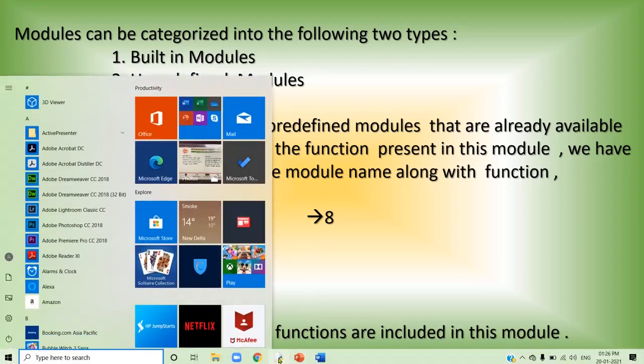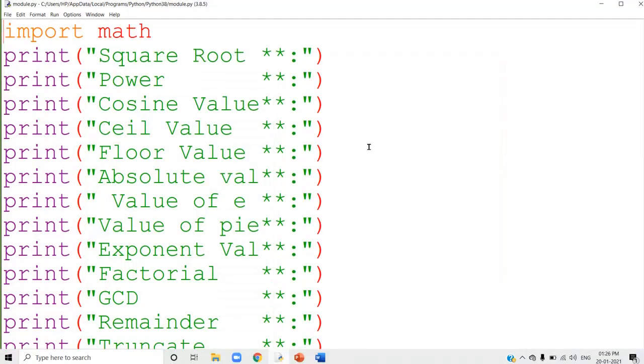I am going to open Python here and use the functions which are defined inside the math module. For that, I am using the statement import math. Just use import space math. If you use that, then all the functions inside math you can use in your program. Then I am going to print square root, this is just information, comma. I want to find out the square root of 91.